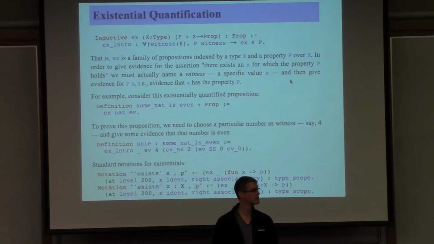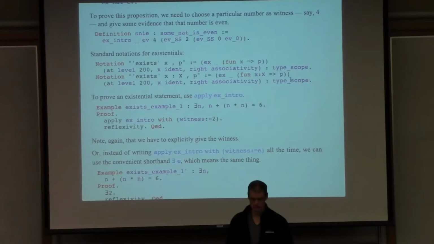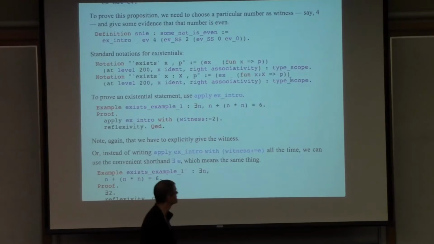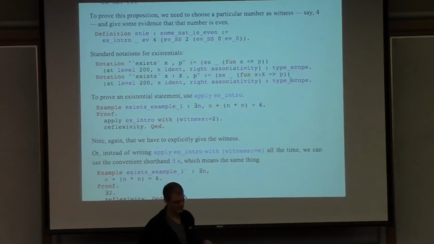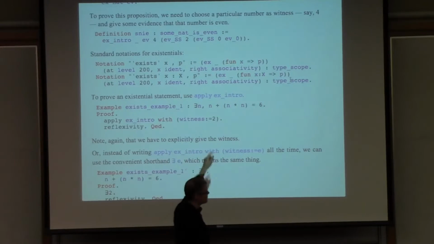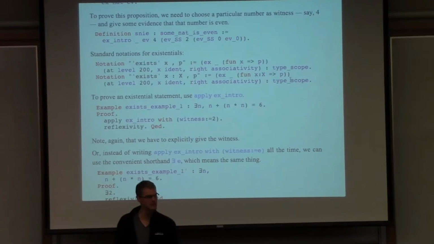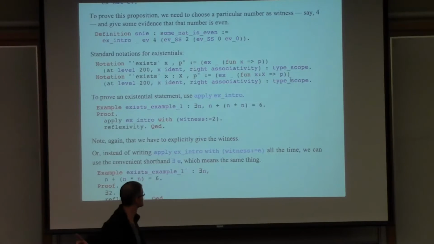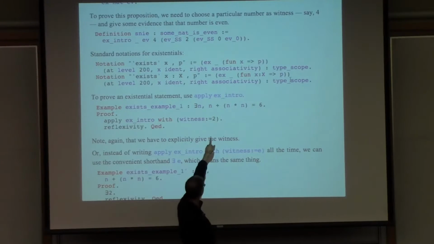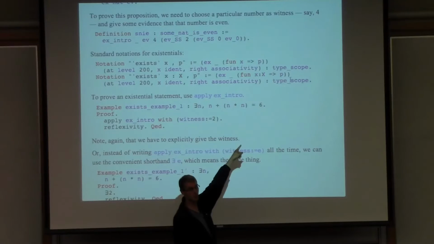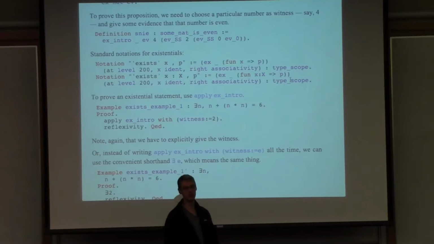Other questions? Okay, and then we can define standard notation for existentials using the Coq notation mechanism. And you don't really need to understand exactly how all of this works. There's a little bit of fussing around with implicit argument synthesis and things like that. It's not too important exactly how it works. What is important is that it allows us to write existential quantifiers in the standard notation.